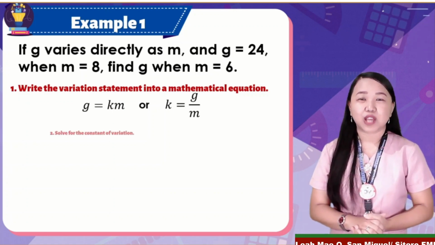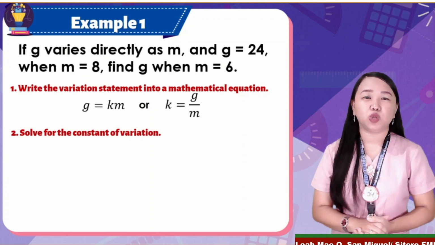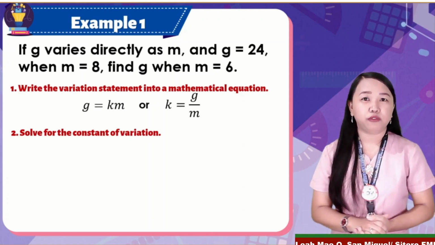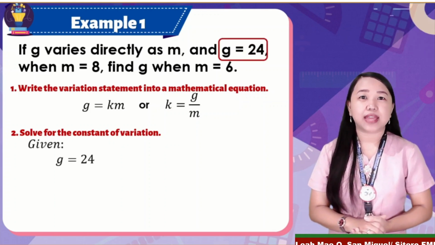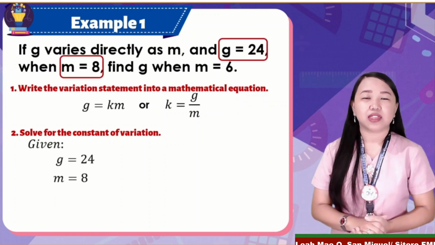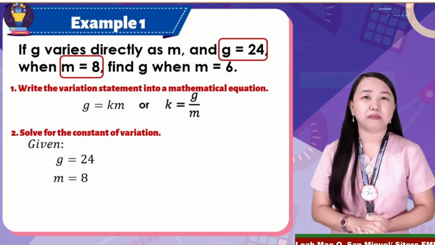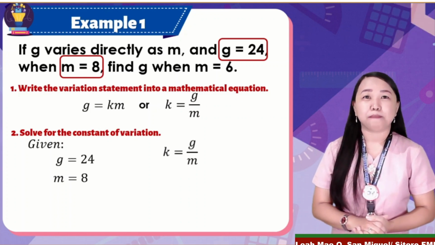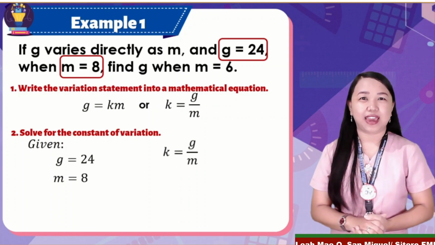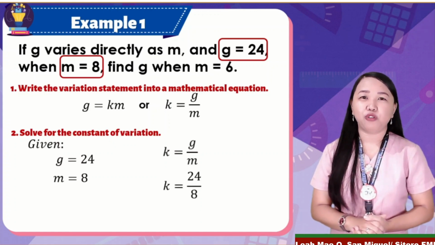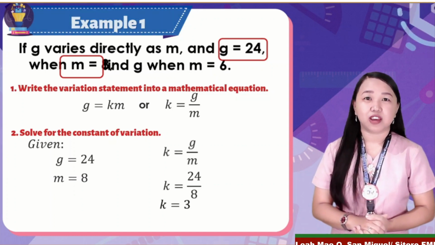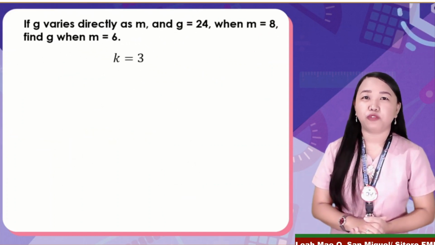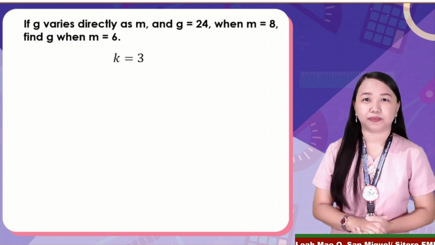Step 2. Solve for the constant of variation, which is k. To solve, we will use the given g is equal to 24 and m is equal to 8. Then substitute it to the second mathematical equation. By substitution, k is equal to 24 over 8. Simplify, 24 divided by 8 is 3. Thus, the constant of variation is 3.